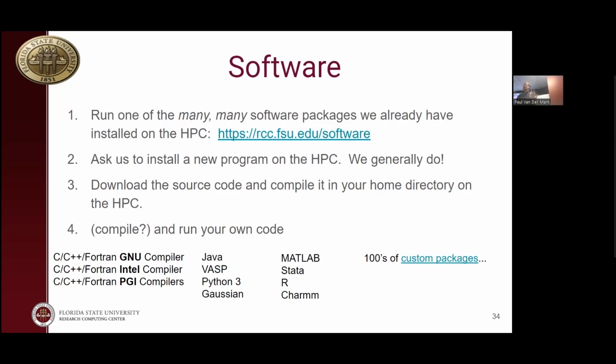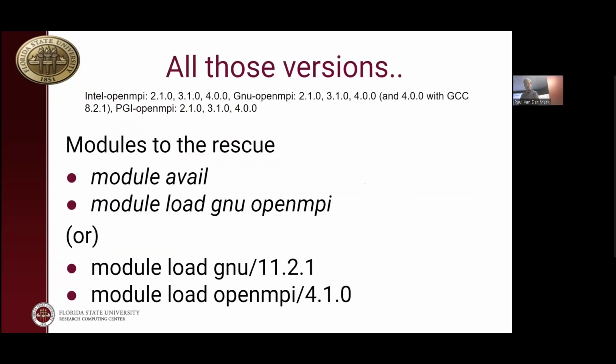Because we try to have all these versions available, you don't want to have everything in your path by default, because we want to have multiple versions. There's different versions of the GNU compiler, PGI compiler not so much, multiple versions of Python, R, etc. So how do you get them in your path? That's when we use the module system. Modules are an easy way to get programs in your path.